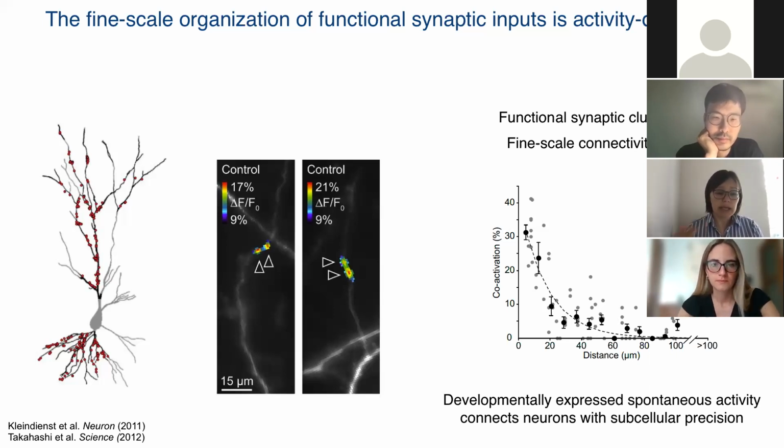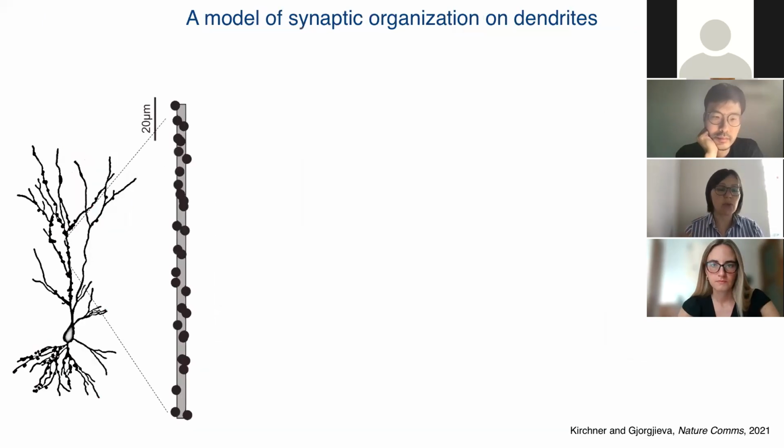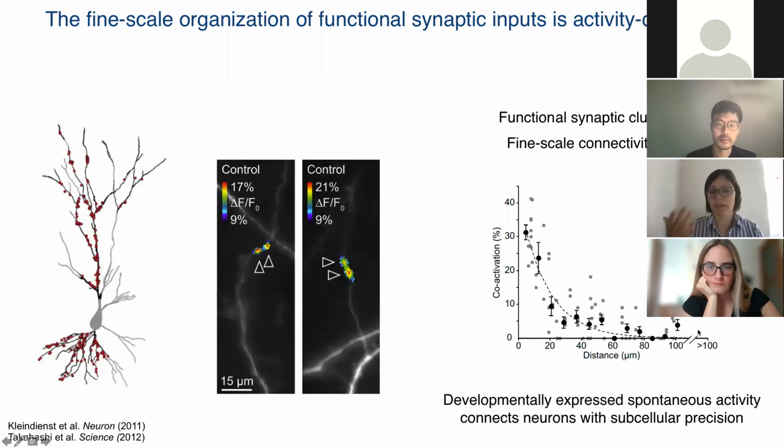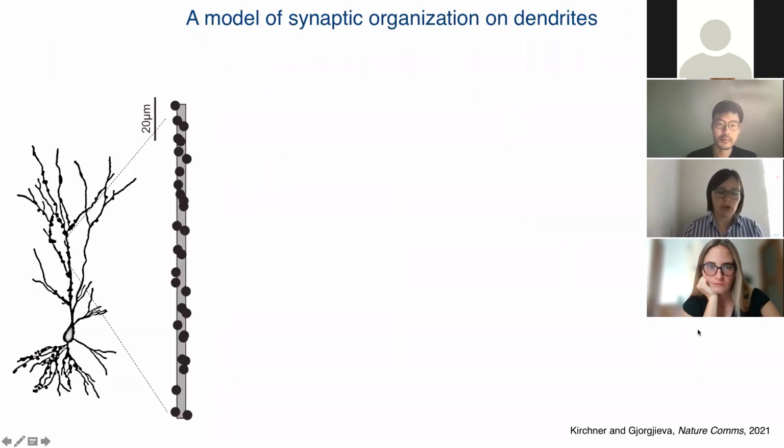So spontaneous activity can clearly wire up these circuits at this subcellular precision. And so we wanted to understand how this happens. This is work done by my great PhD student, Jan Kirchner, who initially set out to basically take a portion of dendrite and distribute synaptic inputs. So this is our modeling perspective of the circuit, and we distribute these synaptic inputs in a random fashion throughout the dendrite. And then what we wanted to do is come up with a model that tells us how these synaptic inputs will reorganize, that will hopefully give us these kinds of synaptic clustering relationships. So how do we set up the model?